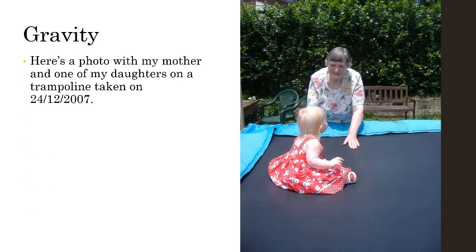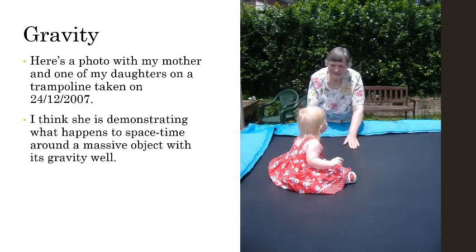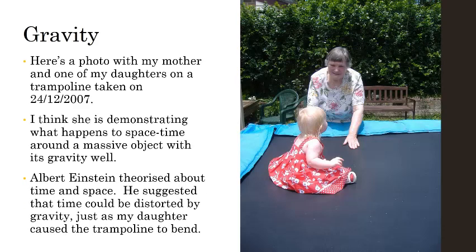Now here's a picture that I took of my mum and one of my daughters on a trampoline in 2007. I think she's demonstrating what happens to space-time around a massive object in its gravity well. Albert Einstein theorized about time and space, and he suggested that time could be distorted by gravity, just as my daughter caused the trampoline to bend. More of that another time.